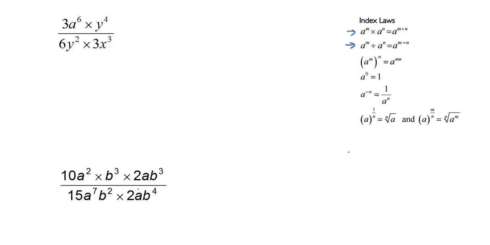So in this case, to simplify the top, I'm going to go numbers first. There's nothing to multiply 3 by, so it's just 3. I'm going to go a^6, y^4, and then I'm going to simplify the bottom. So 6 times 3 would be 18 x cubed y squared.